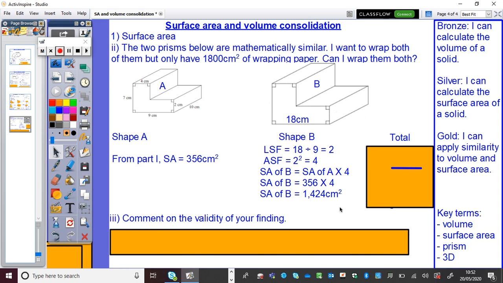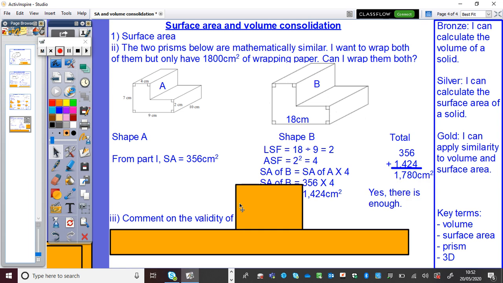My surface area of B is 1,424 centimetres squared. Again, units. So now let's look at the total. I've got 356 plus 1,424, which is 1,780 centimetres squared. So yes, there is enough wrapping paper. I had 1,800 centimetres squared. I'm only using 1,780 centimetres squared. I've got enough.